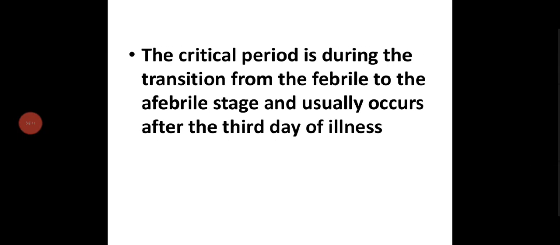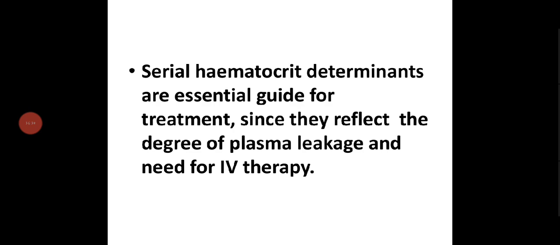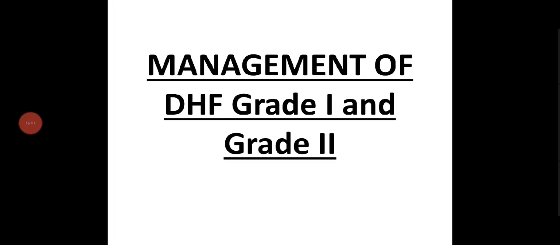The critical period is during the transition from the febrile to the afebrile stage, and usually occurs after the third day of illness. During the reduction of the fever, you should maintain the blood level and electrolyte level. You should give adequate fluid. Serial hematocrit determinations are an essential guide for treatment since they reflect the degree of plasma leakage and the need for IV therapy. So hematocrit value should be monitored.